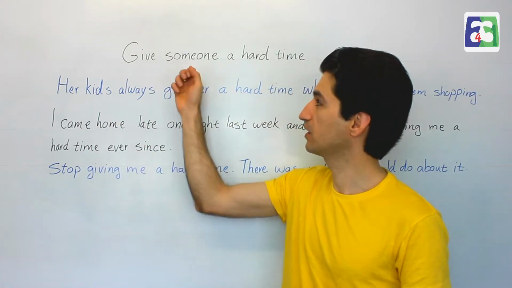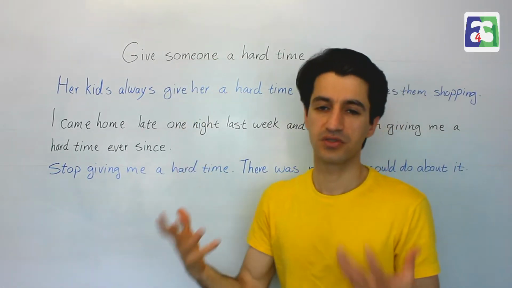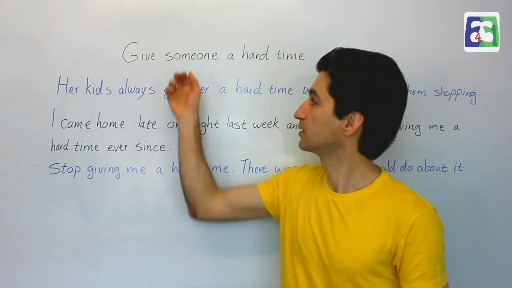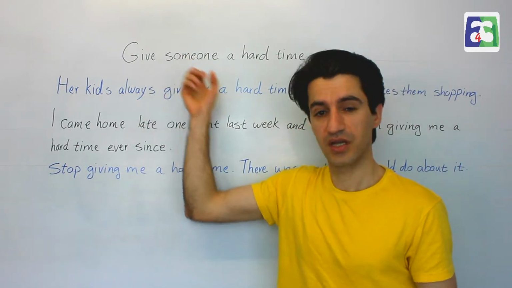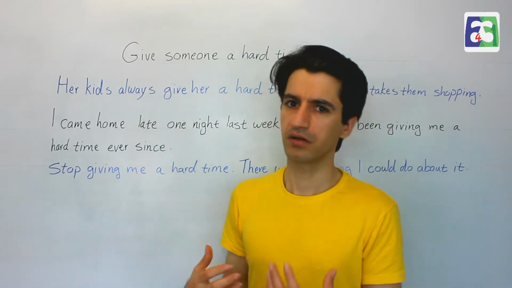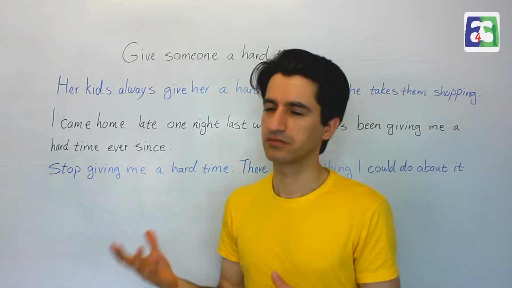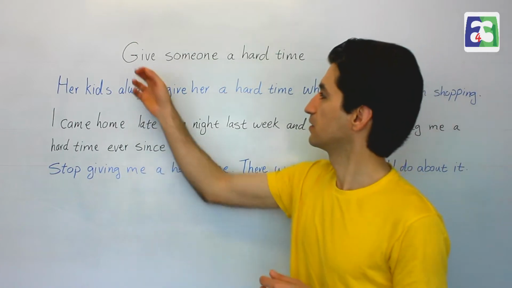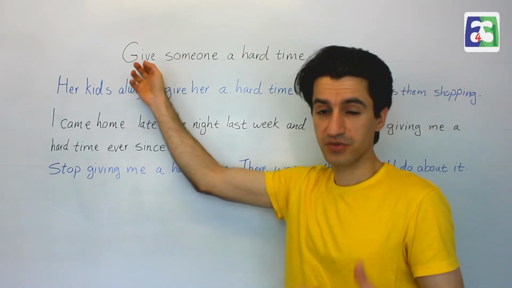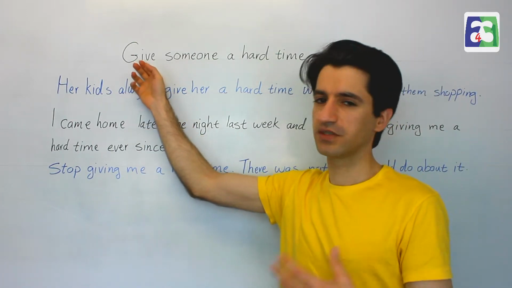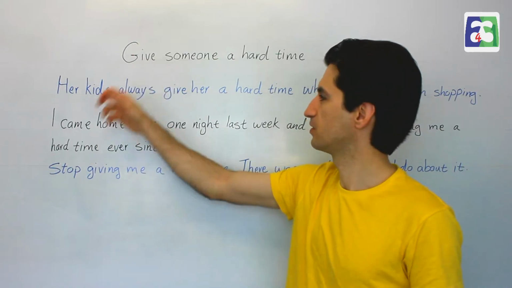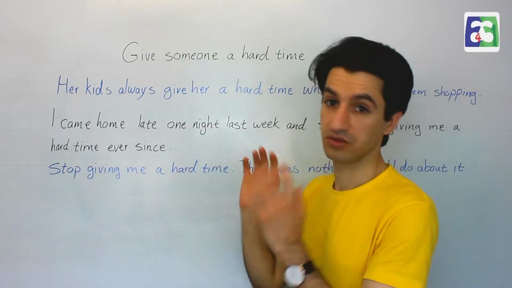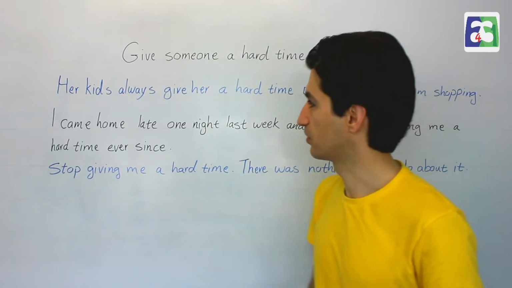And someone over here is the person who is receiving this feeling or this kind of treatment. So this is the object, so it can be me, you, him, her, or any other object like Teresa, Peter, whoever. Okay, so give is the verb, so it can change: give, gave, giving, gives, whatever, based on the subject of the sentence and tense. We know all these things, so now let's look at the examples.